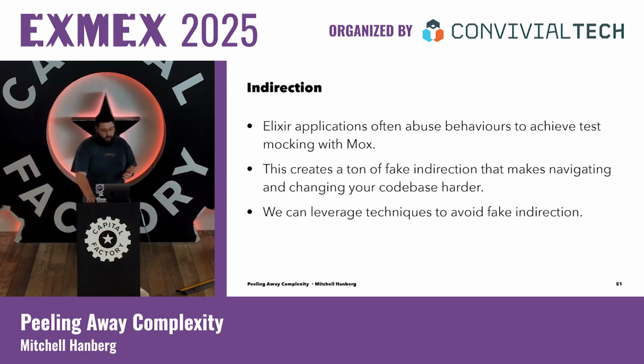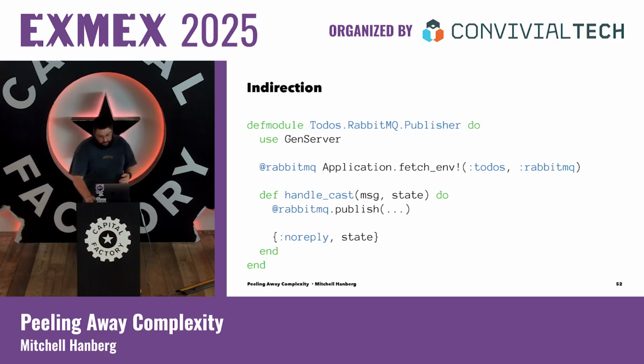So, indirection. Elixir applications often abuse behaviors to achieve test mocking. I'm not a huge fan of mocking outside of using things like HTTP test servers such as Bypass, but sometimes you have to do it. But this creates a ton of fake indirection, because behaviors are actually a form of abstraction. Fake indirection makes navigating and changing your code base harder. We can leverage techniques to avoid fake indirection though. We come to this code, hoping to trace how the messages are getting published onto RabbitMQ. We arrive to find some indirection, a sign telling us that we actually wanted to go elsewhere, but it's not really giving us any real help.